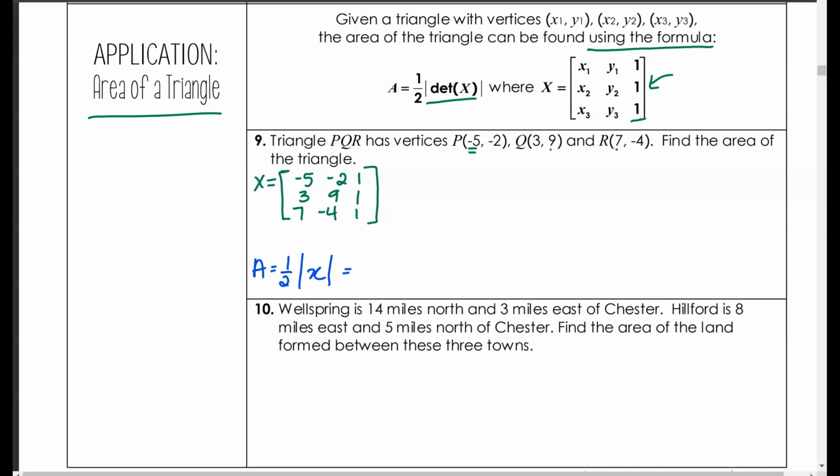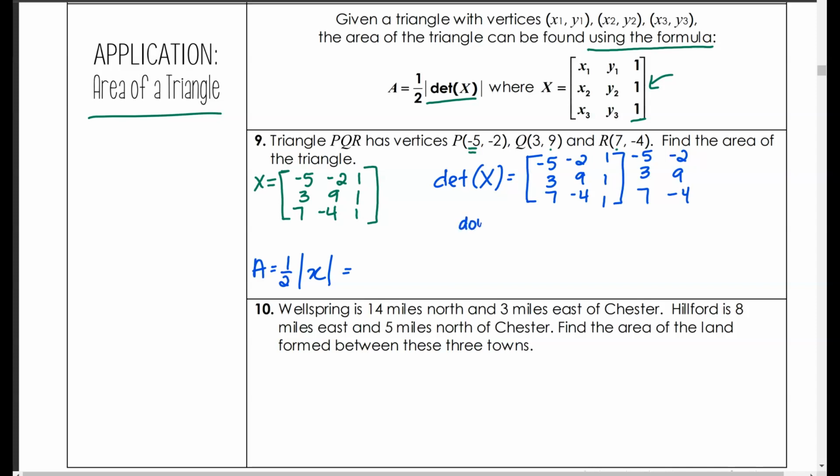So the determinant of X is going to equal, and so we're going to have -5, 3, 7, -2, 9, -4, 1, 1, 1. But remember, now we have to write the first two columns again: -5, 3, 7, and then -2, 9, and -4. So let's calculate the downward and then the upward.